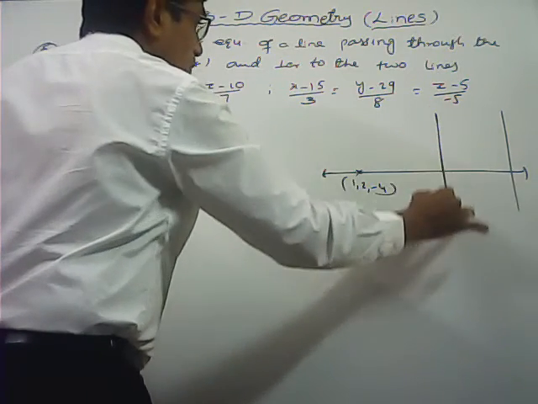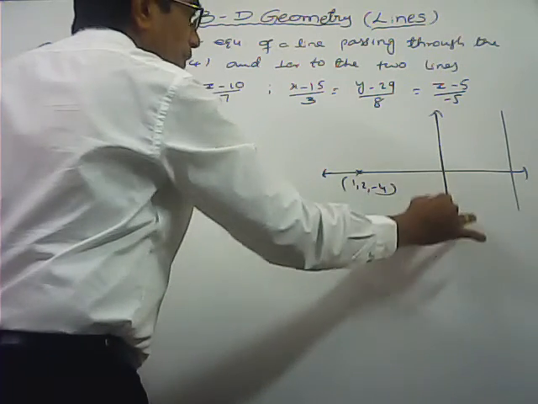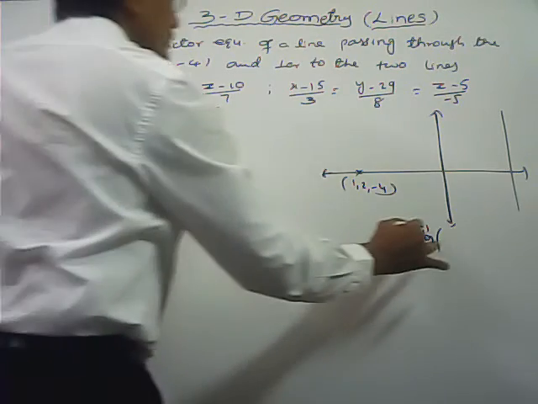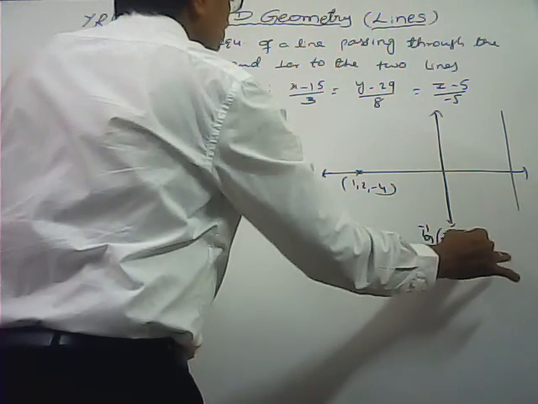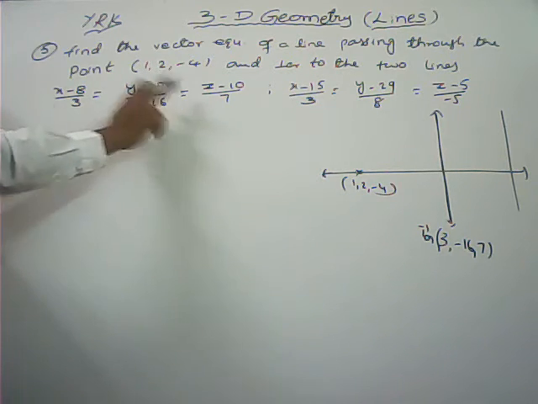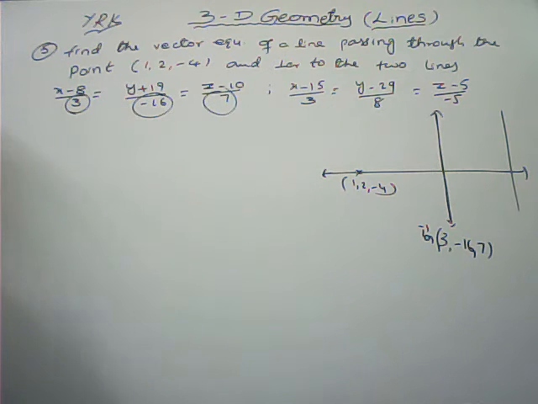Here what are the drs of this line? This one I am taking b1 bar. The parallel drs of this line, b1 bar, are 3, minus 16, 7. First you can see whether the given equation is in the symmetric form or not. Always the x, y, z coefficients should be 1 only. Here these are x minus x1 by a, y minus y1 by b equals z minus z1 by c. Always the x, y, z coefficients should be 1. Then only these are said to be the parallel drs of that line. So 3, minus 16, 7.